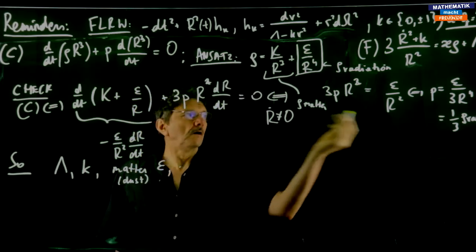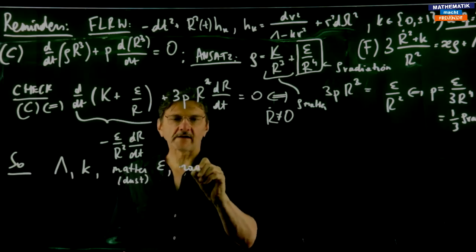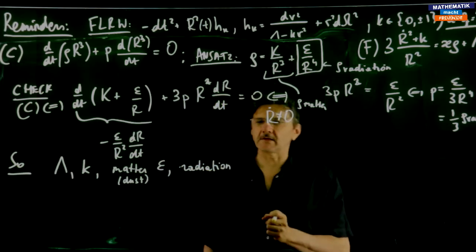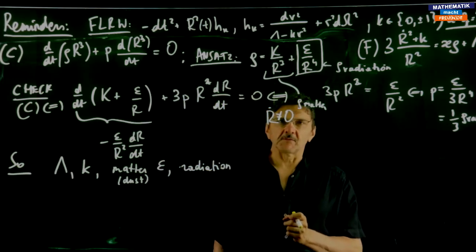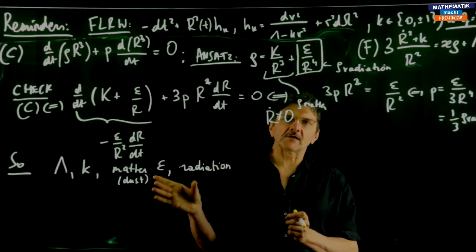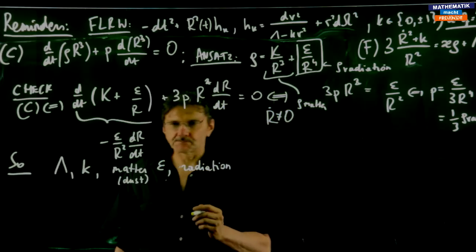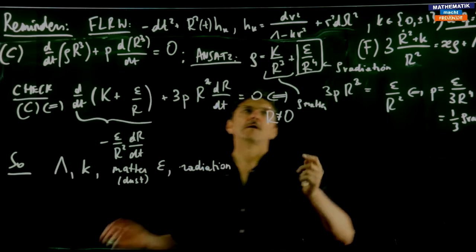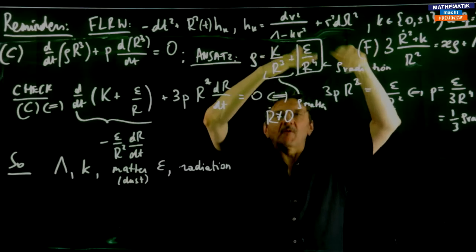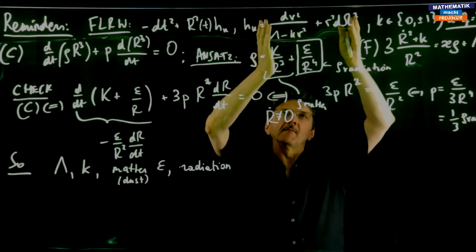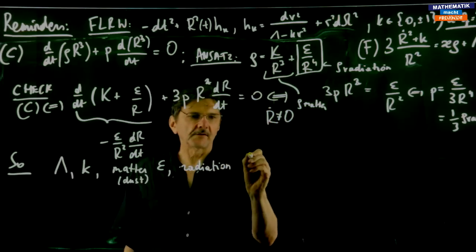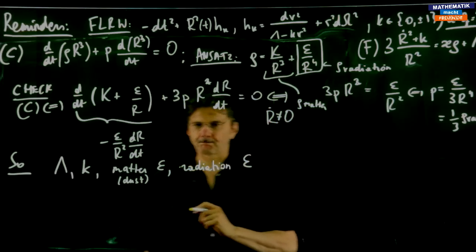So radiation, which in fact is, if you try to fit the model to data, a mixture of electromagnetic radiation and neutrinos. So in other words, this epsilon is actually the sum of two parts, one coming from Maxwell fields, another one coming from neutrinos. So radiation is described by E.